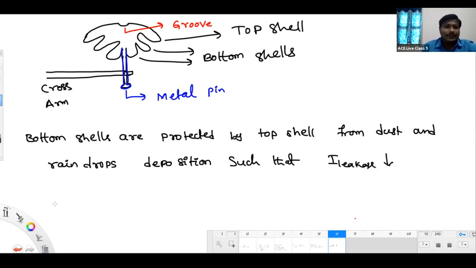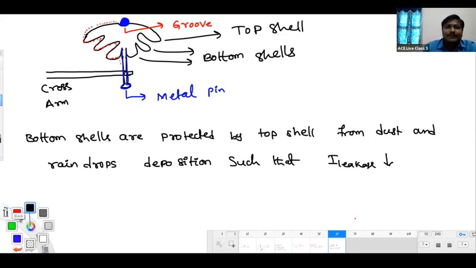Not only that. If you see, this is a power conductor, and we have the leakage current flowing from this conductor to the cross arm, on the surface of the insulator. So obviously, if you keep this many shells, the path through which that leakage current is passing will be high. Because of that, definitely the leakage resistance value will be more and leakage current will be less.